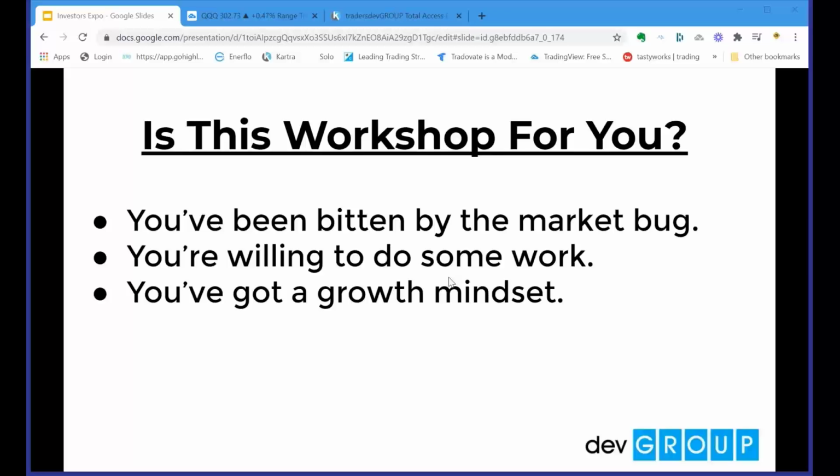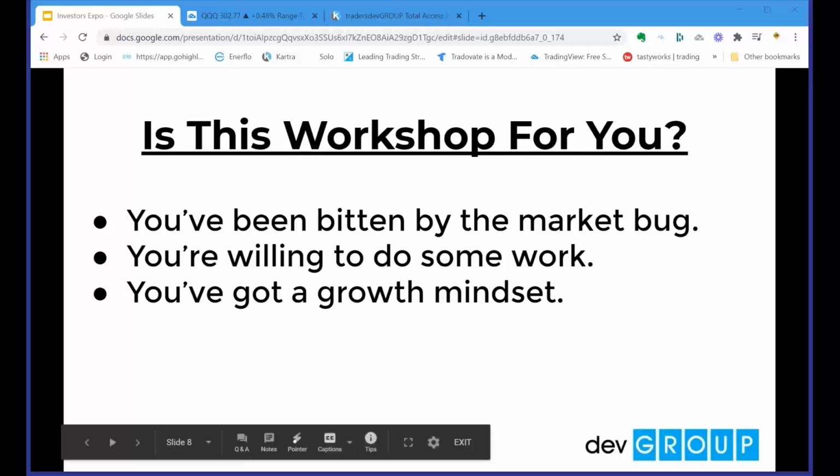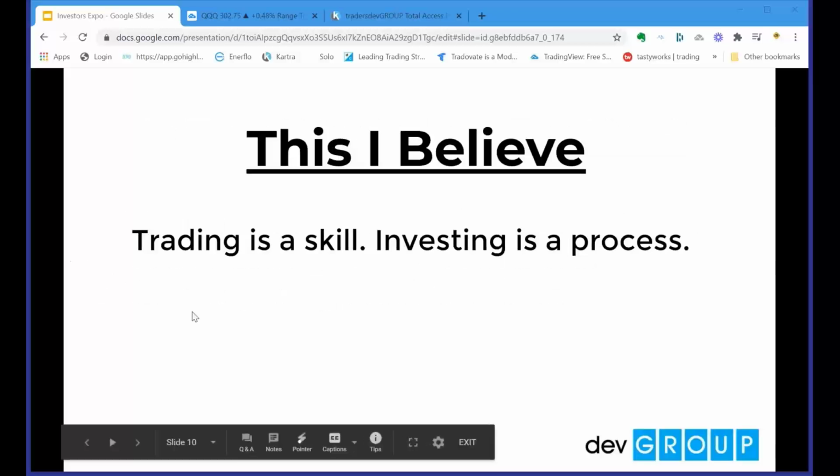And I find that ultimately, investors and self-directed traders that have the most passion for the intricacies of the way capitalism and our markets work are the ones that are most likely to find their way, using a framework, to their own methodologies within the marketplace. So that means you're willing to do some work and you have a bit of a growth mindset, because this is what I believe.